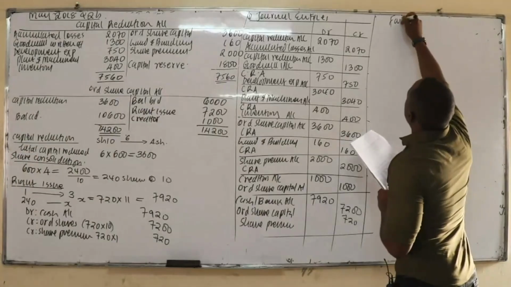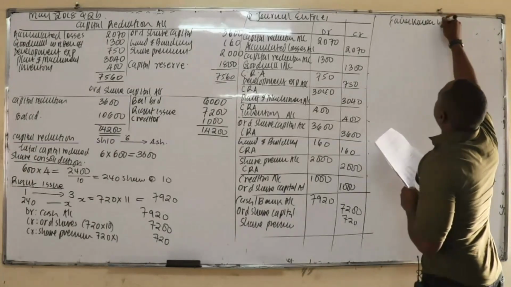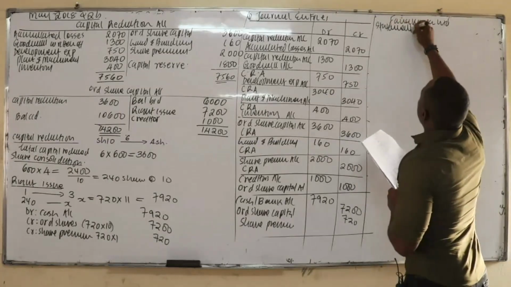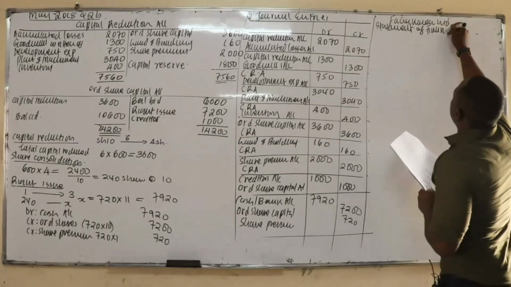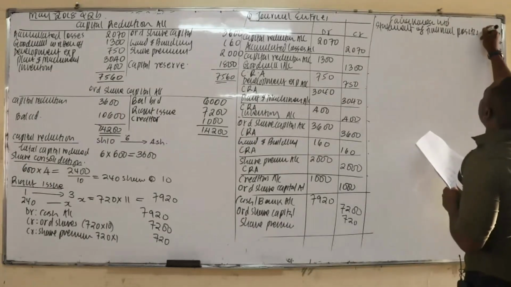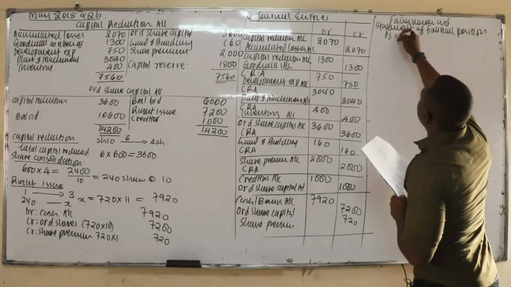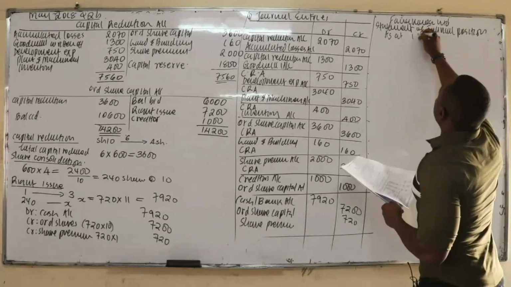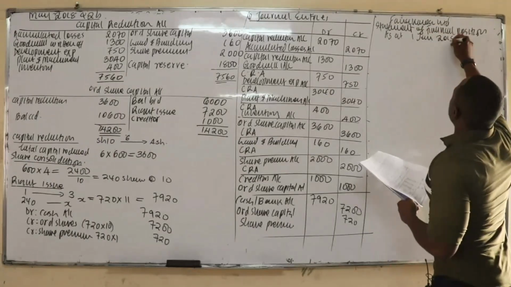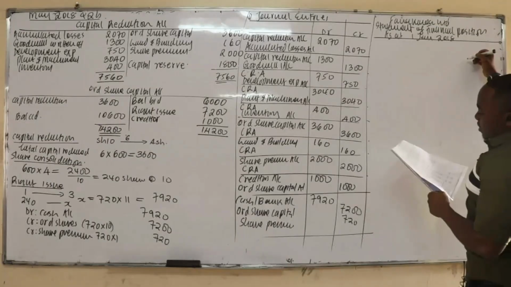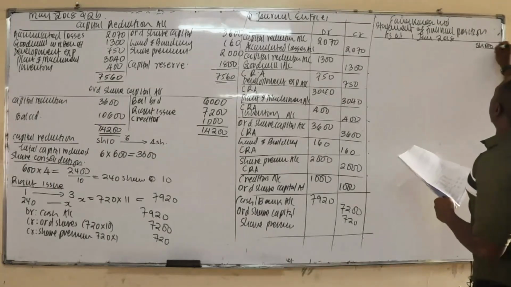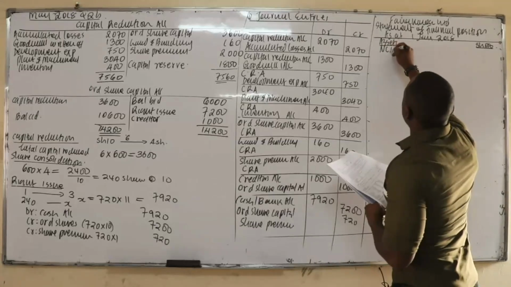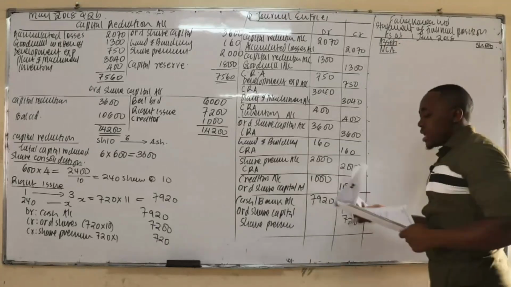So this was Fanakawa Limited. Statement of financial position as at January 1st, 2018. We start with the assets, non-current assets. Let's go to the balance sheet.